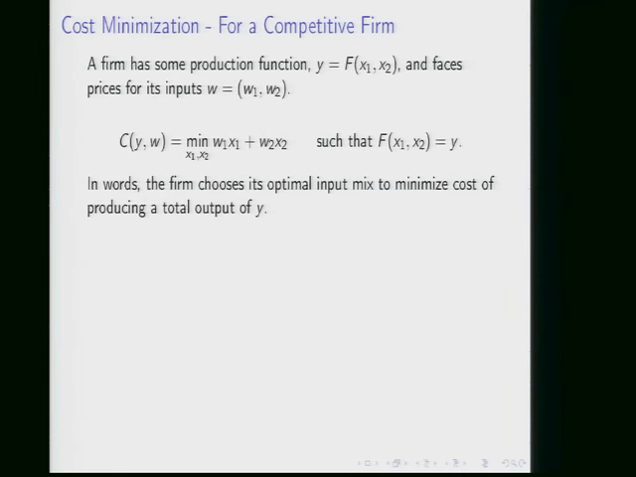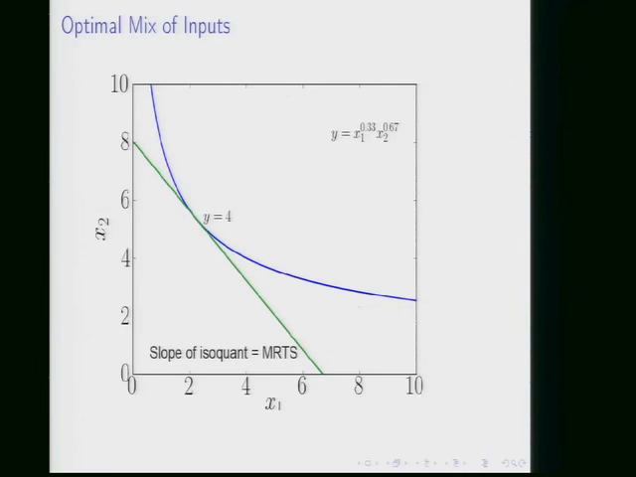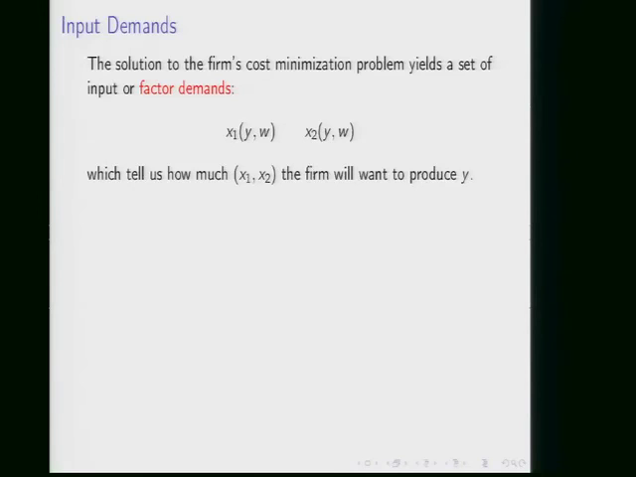So here's that same picture. If we take y equal to 4 for a production function with alpha 1 equal to 1/3 and alpha 2 equal to 2/3, here's the picture I reproduced there. Okay, so we've got this cost minimization problem here.